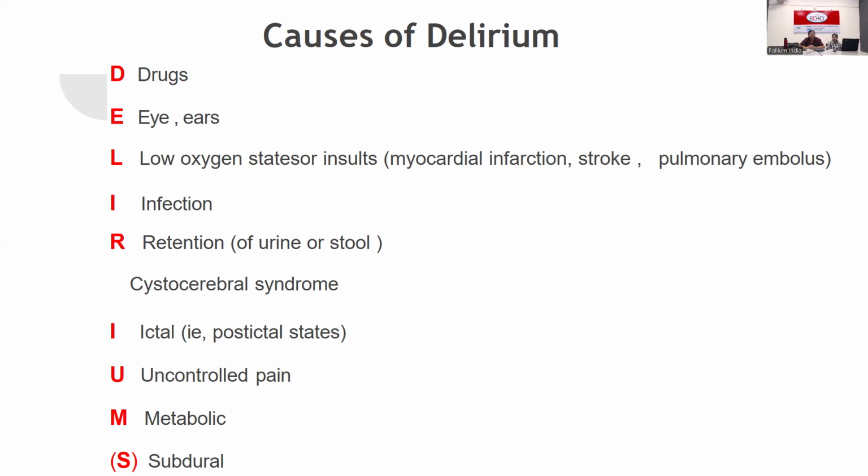Ictal and post-ictal states can have increased levels of bilirubin, and after a seizure, sorry, in the post-seizure state, they can have delirium. They'll be in a different state. They'll be having delirium. Okay. Uncontrolled pain is also very important.